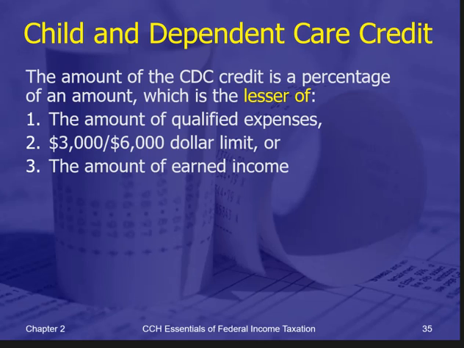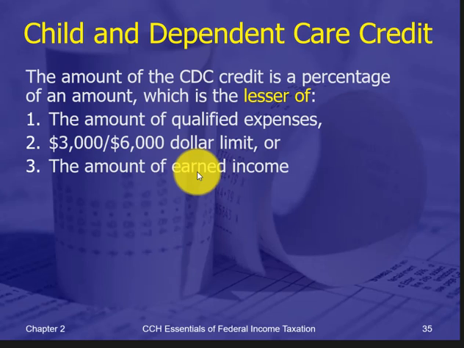You have to find the lesser of three items. The amount of qualified expenses, that's how much you actually pay to the daycare or babysitter or someone, or $3,000 for one, or $6,000 for two dependents. Okay, 3 dependents does not go up to $9,000. 2 or more are all the same, $6,000 limit, or the amount of earned income. Meaning, if you're married and have no income from one of the spouses, or if you aren't married, you can't have a credit unless you have earned income.